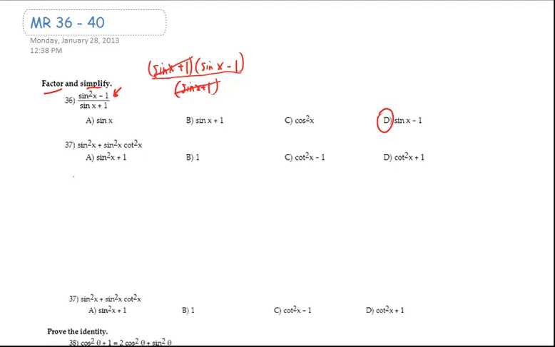The next one, we're going to take out the greatest common factor, and that's going to be sine squared of x. And then we'll have 1 plus cotangent squared of x.